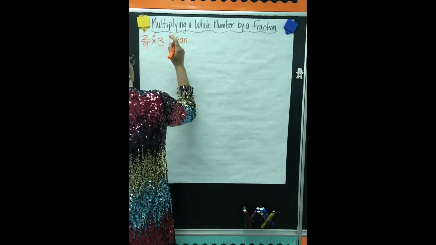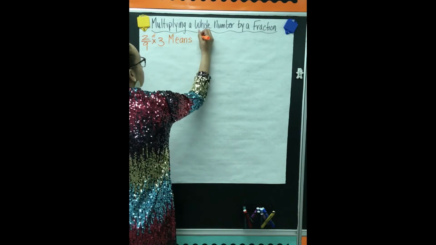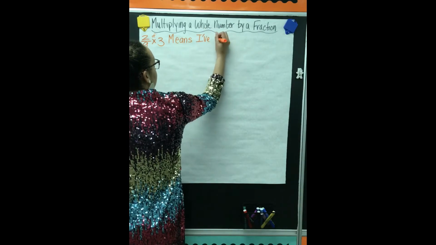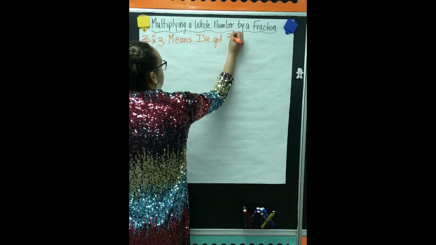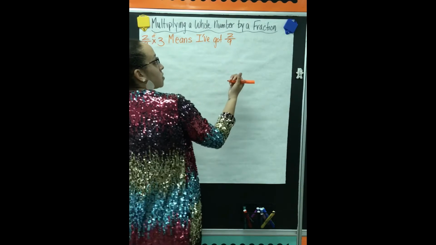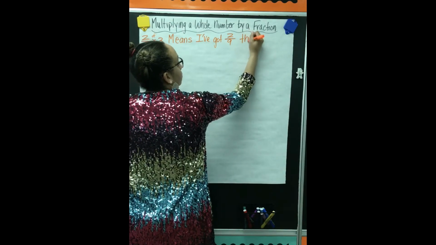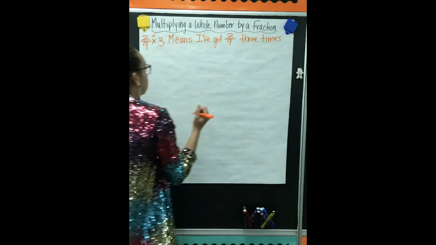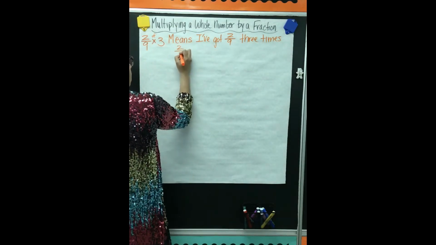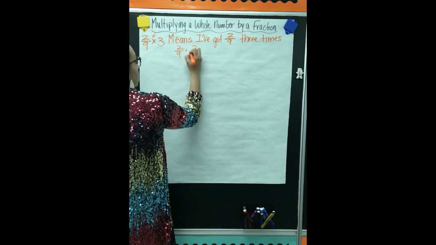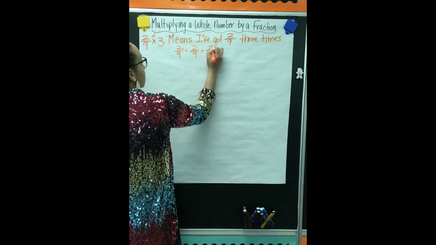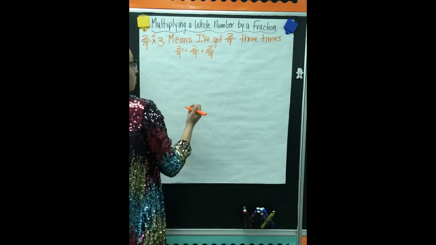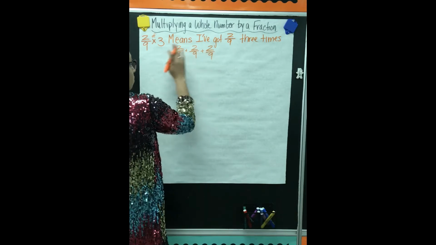So 2/9 times 3 means that I've got 2/9 how many times? 3 times. So that means I have 2/9 plus 2/9 plus 2/9, 3 times. 1, 2, 3. And I can add them.